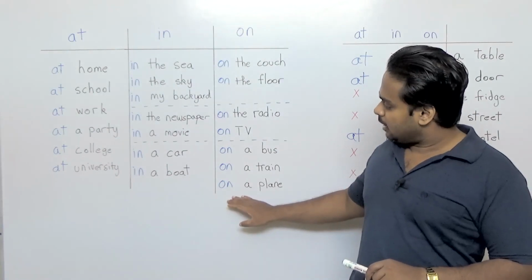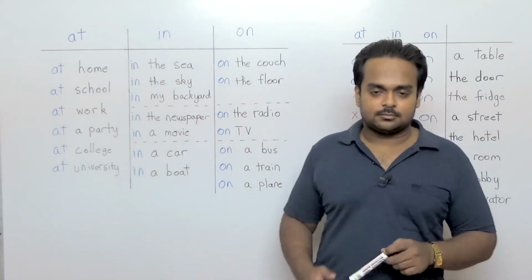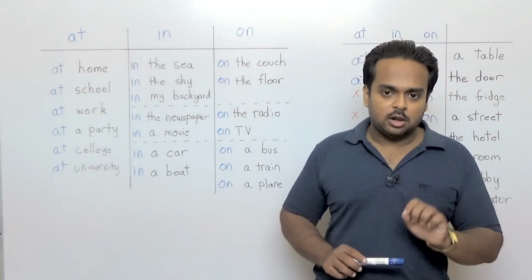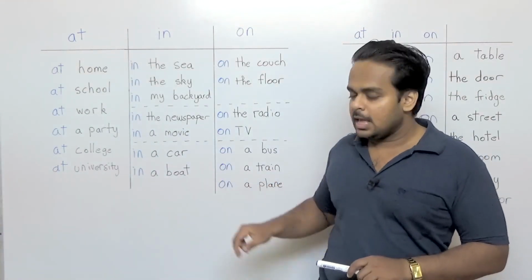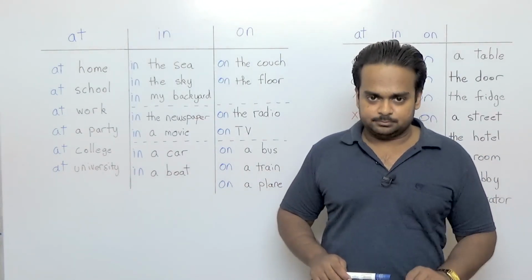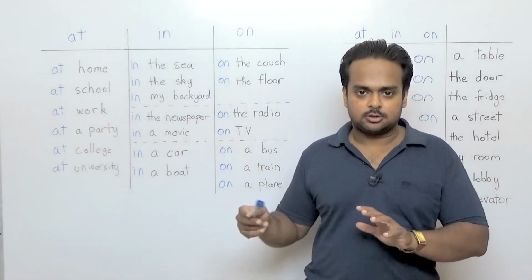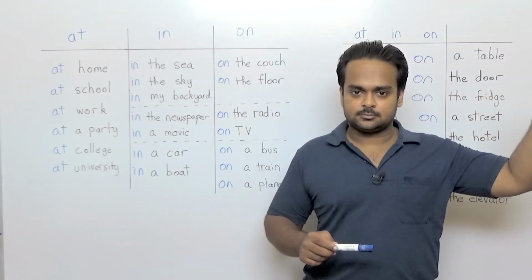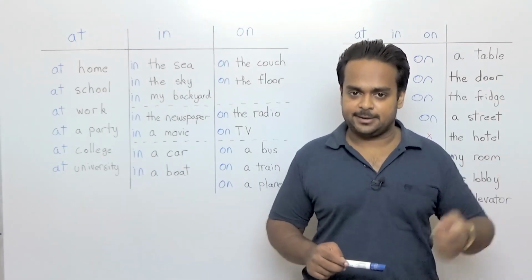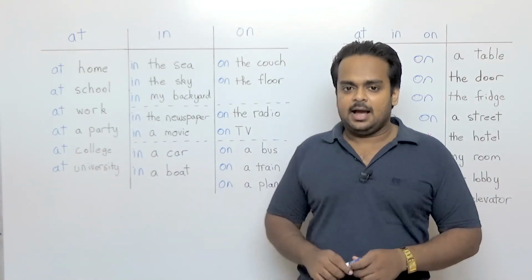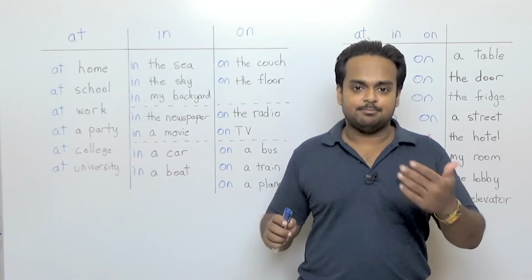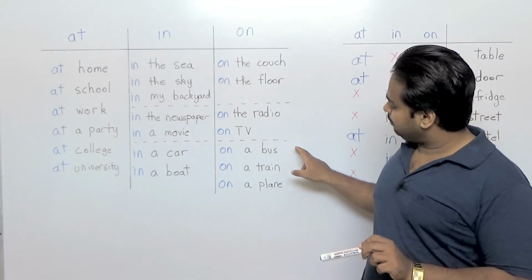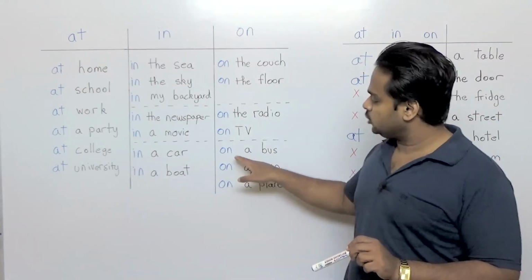Okay, finally, let's talk about vehicles. Again, there is a rule. If you're talking about small vehicles like cars or boats, then you will use "in." For example, the bank robbers got into a car or in a car and escaped. Okay, so they got in a car and escaped. Or me and my family had an amazing ride in a boat. Okay? But if you're talking about bigger vehicles like buses, trains, or planes, then you will use "on."